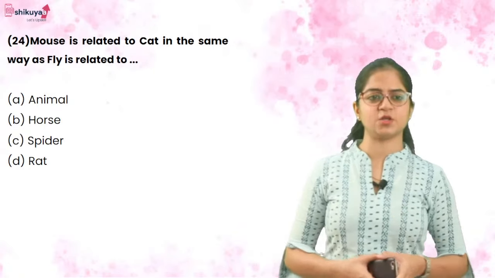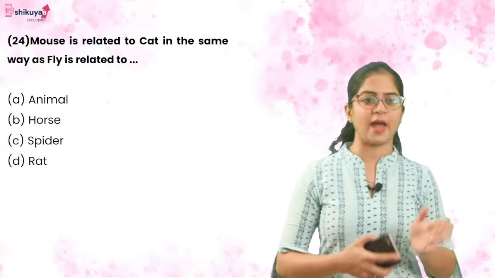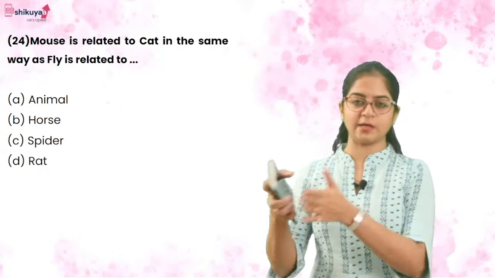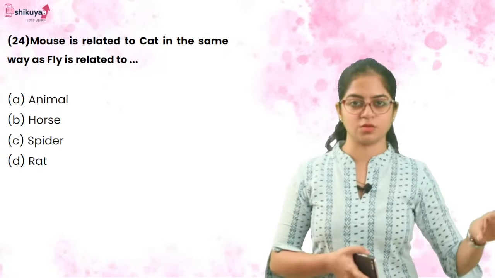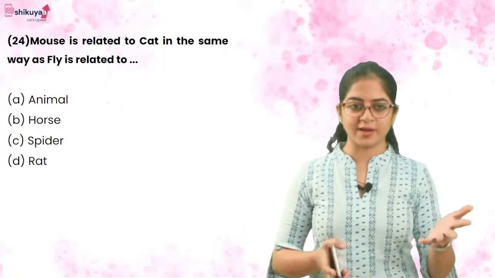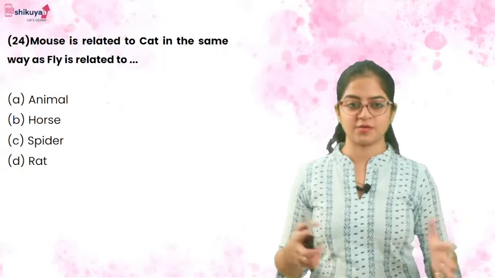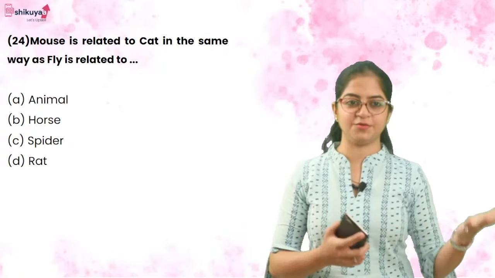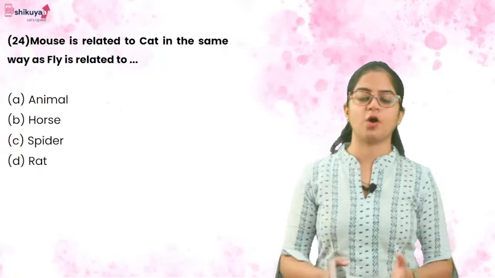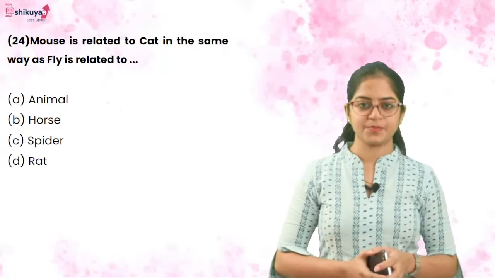Let us have the next question. Mouse is related to cat in the same way as fly is related to what? Mouse is related to cat. So now, cat eats mouse. Remember the food cycle, alright. So fly: animal, horse, spider, rat. Rat, of course not. Horse doesn't eat fly. Animal means which animal, right? So we can go with option C, that is spider. Spider eats fly. Got it?